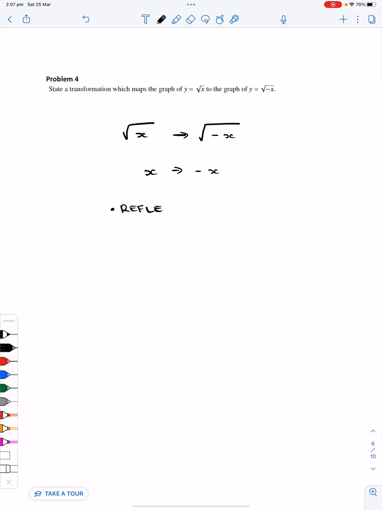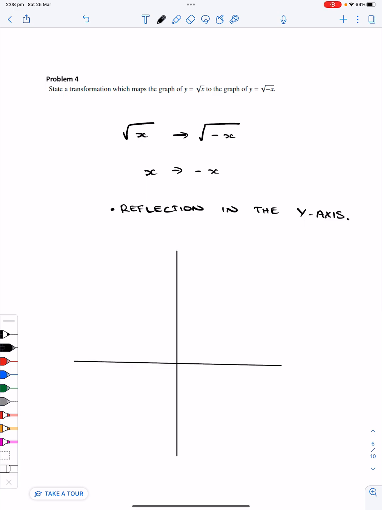reflection in the y-axis. And we can consider this graphically. So if I consider the initial graph of y equals square root of x, that's what that will look like. If I consider the graph of square root of negative x, that graph will definitely look like that. And we can say that there is a reflection along the y-axis as such.